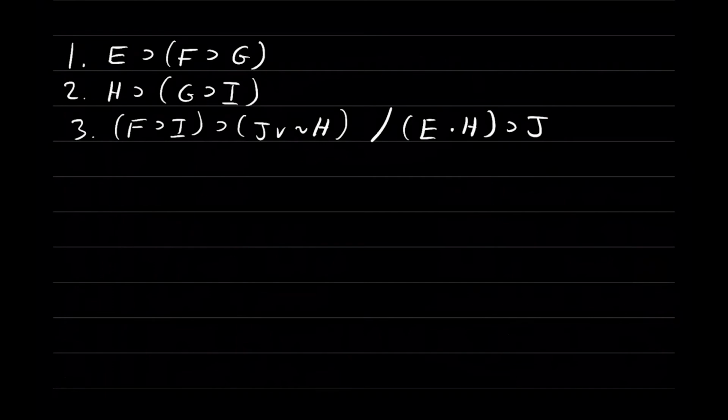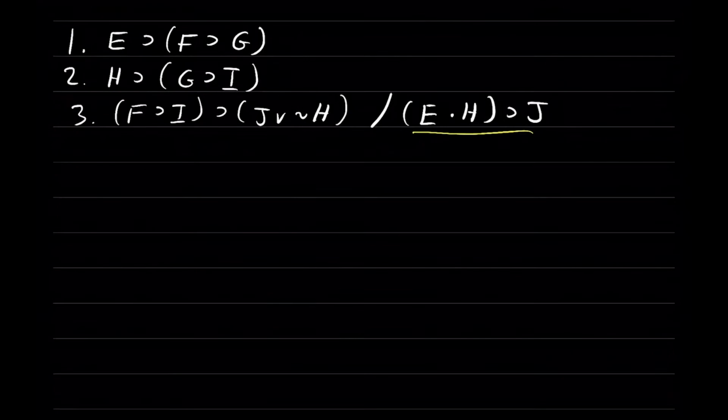Here we've got 3 premises. E implies that F implies G. H implies that G implies I. Line 3 tells us that if you have F implies I, then you can get J or not H. And we're trying to show this conclusion: E and H implies J.